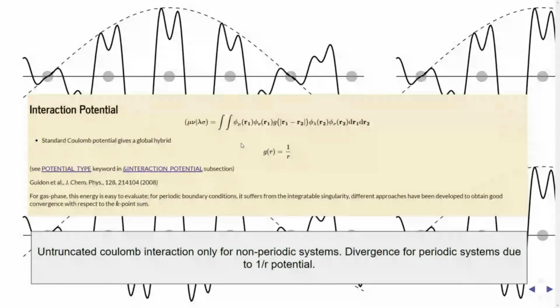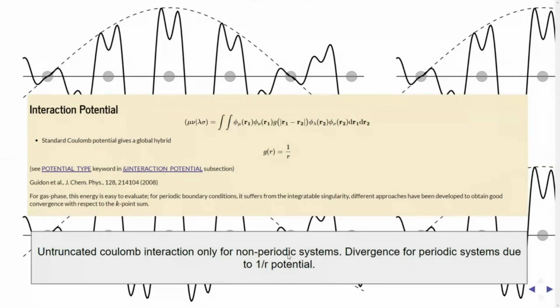There are some settings. I said it was a Coulomb interaction between the electrons. That's what you would expect, how you'd expect electron charges to interact, this full 1 over r interaction, and that can just be specified. This works perfectly for molecular systems. However, if you go to a periodic system, then you run into trouble.